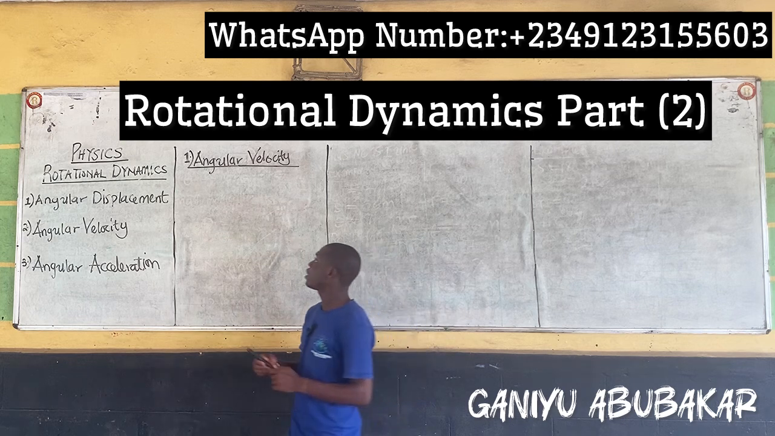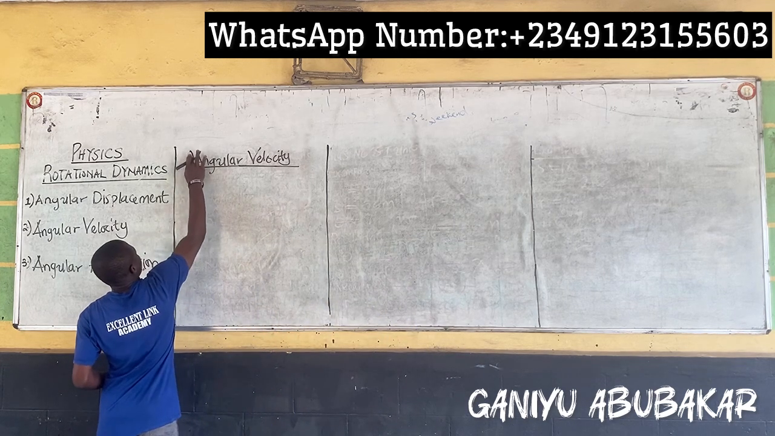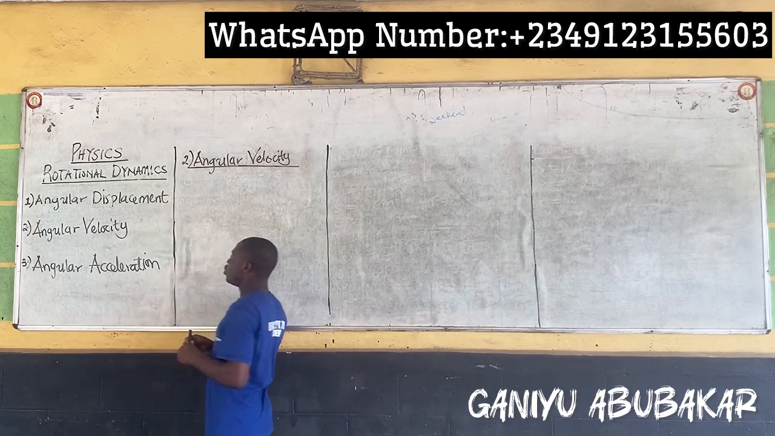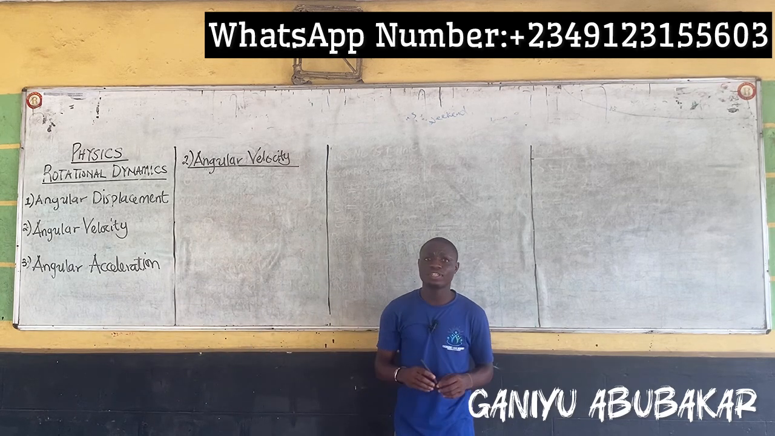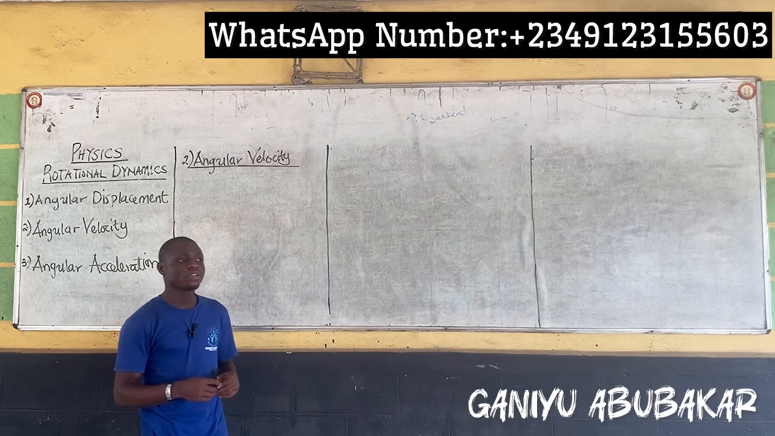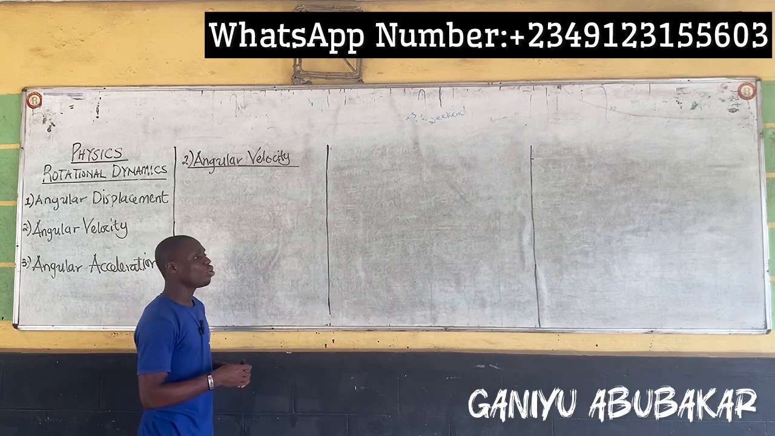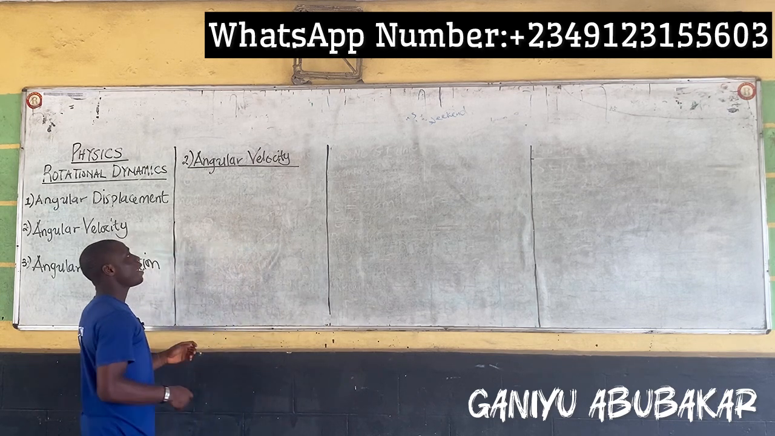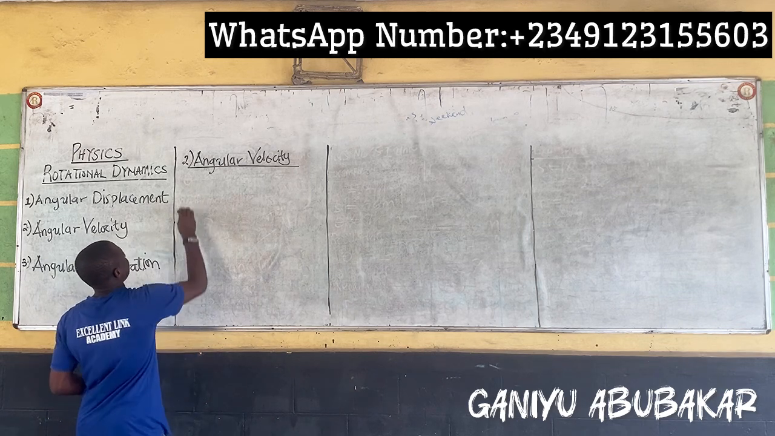Let's proceed with the second important concept in the study of rotational dynamics, known as angular velocity. By definition, angular velocity is simply the rate of change of angular displacement. So the rate of change of angular displacement is referred to as angular velocity. It is represented by a Greek symbol called omega.